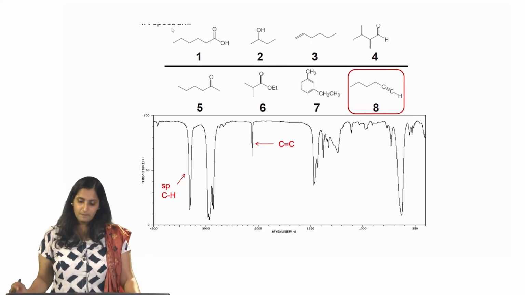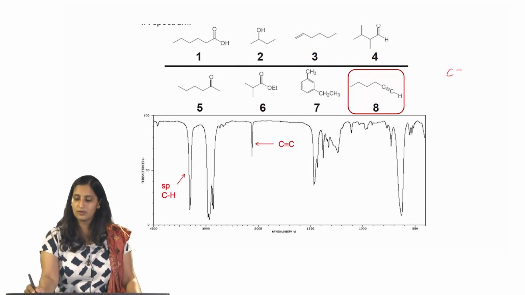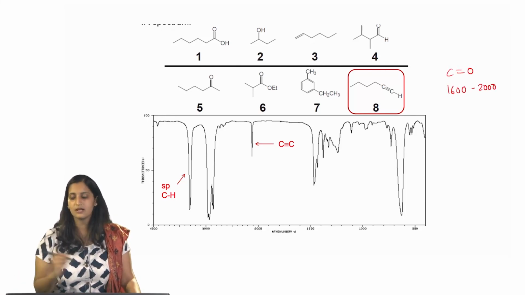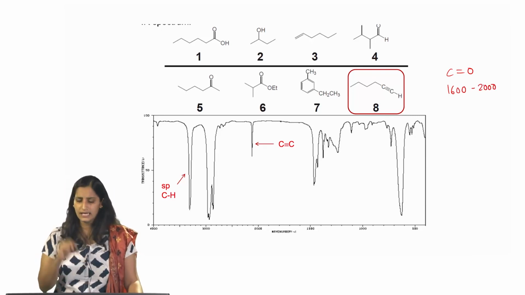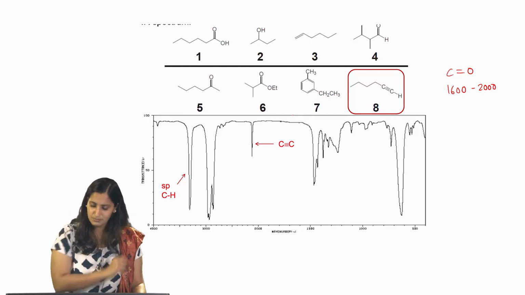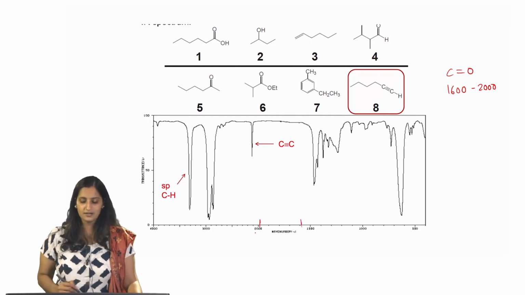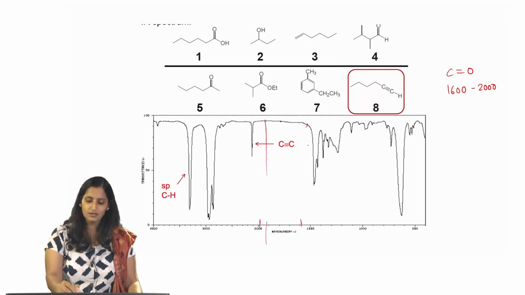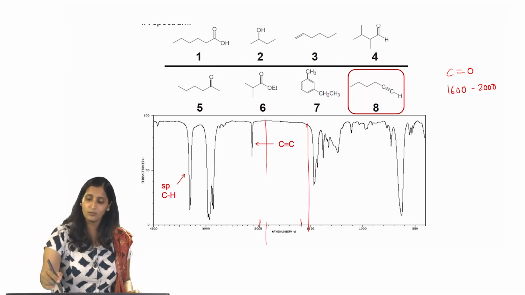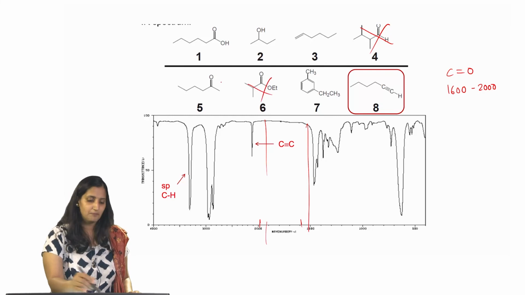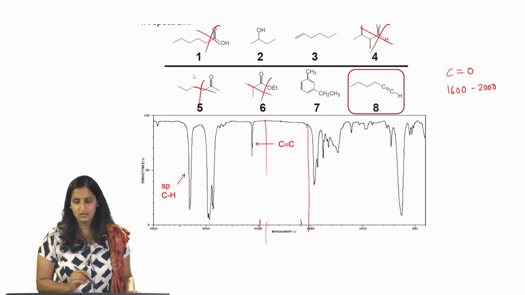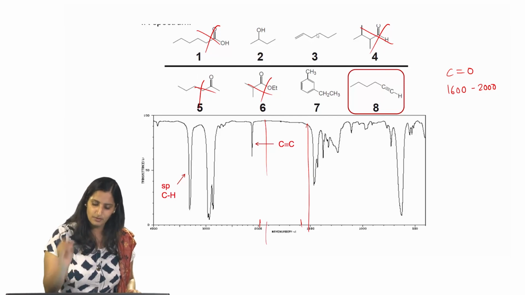First of all, remember that for C double bond O, there is a very distinctive peak between 1600 to 2000 wave number, and that peak is very sharp, long, narrow, nice peak. Around 1600 to 2000 I have nothing in this particular region. So, all the molecules that have C double bond O in them, we can simply scrap. All of these are not our molecules, even C double bond C for that matter.